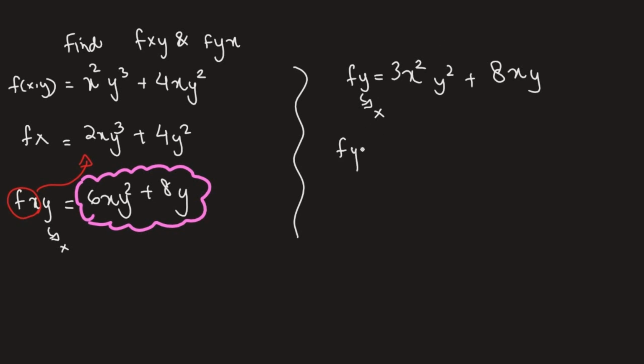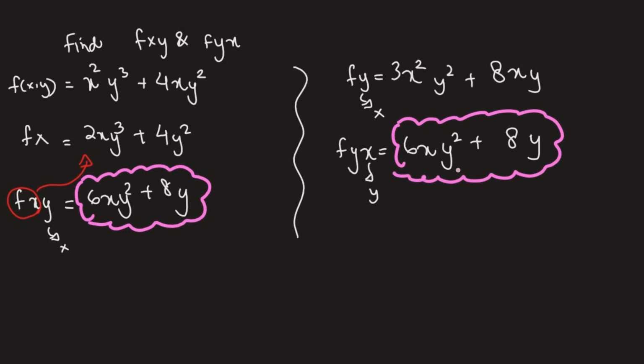Now we can go ahead and calculate f of y of x because we already have f of y. We are going to take the derivative of this function with respect to x, and y is a constant, so we're differentiating only with respect to x. Bring the 2 down, so 3 times 2, that's 6. Y is a constant, it's going to stay, plus the derivative of 8x, it's simply 8. So here we have the answer for f of y of x as well.